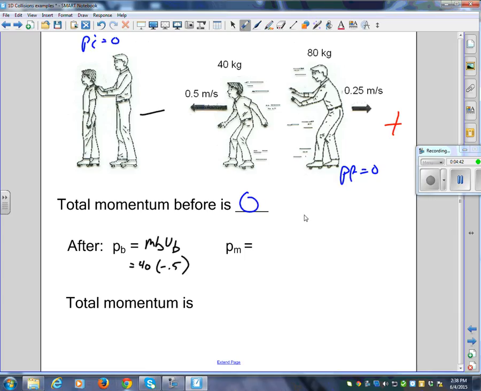40 times negative 0.5 is minus 20. Momentum man: mass man times velocity man. 80 times 0.25, which is positive 20. We'll put positive in there to emphasize that. Total momentum? 0.